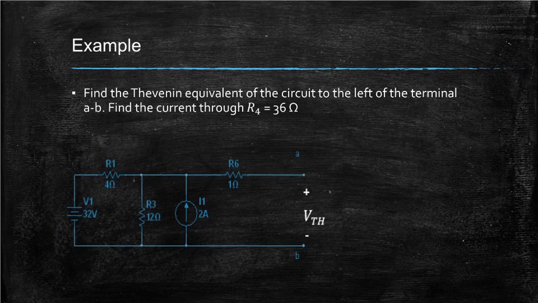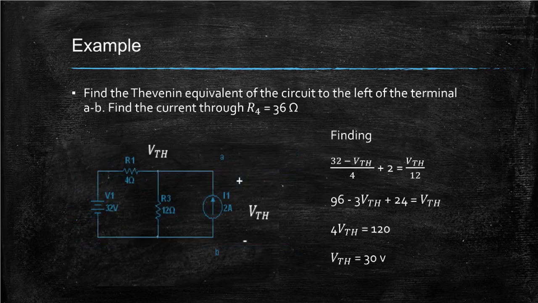VTH is the open circuit voltage at terminals A and B. Remember, since it is an open circuit, the other elements in series with the origin of the open circuit are removed. So R6 is removed. This is what is left of the circuit. Now to find VTH, we will use node voltage analysis. After the analysis, VTH turns out to be 30 volts.